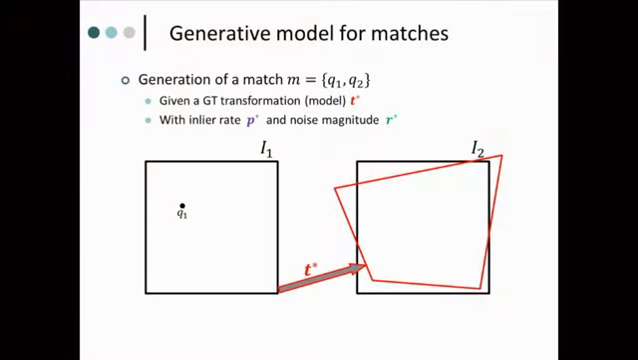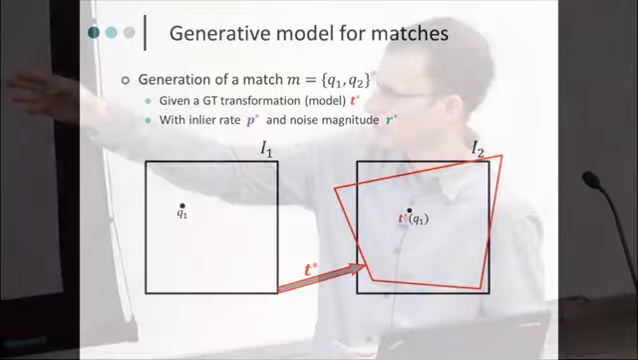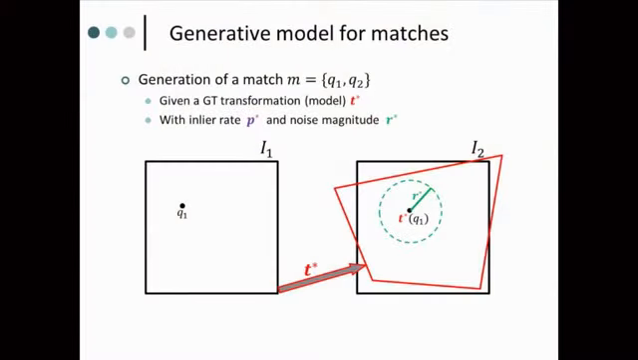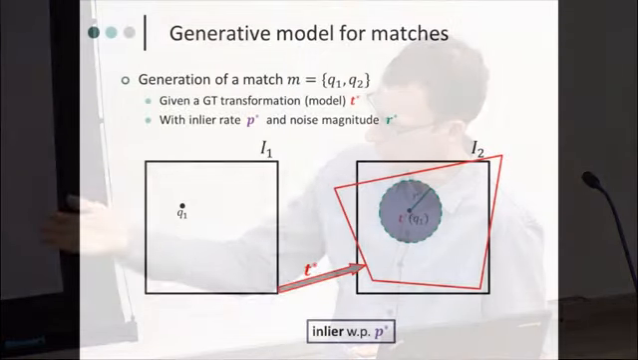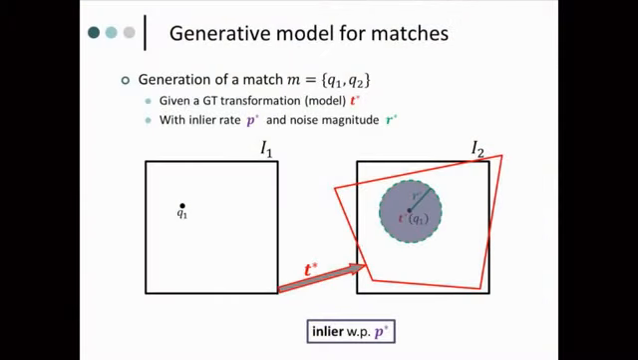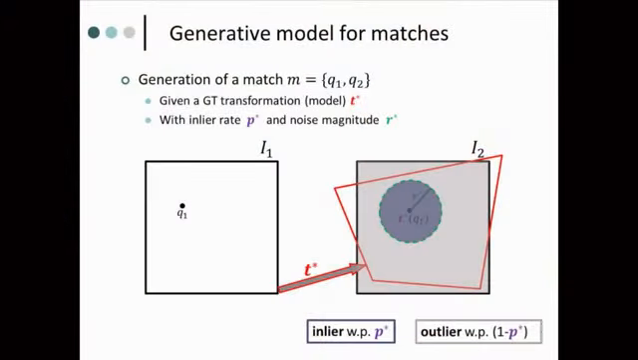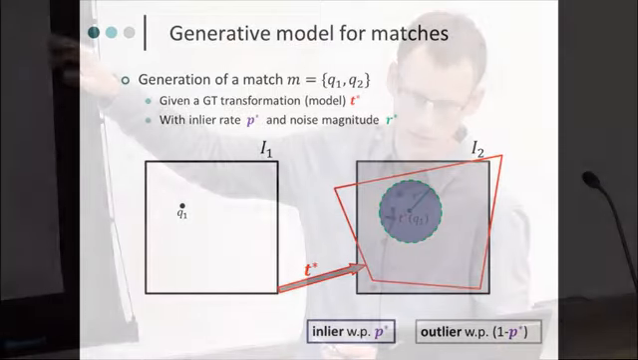For the moment, assume we take just an arbitrary point Q1 in the first image. So we can look at the target location in the second image. This would be where a perfect Inlier point Q2 would be. But what we actually do is we open a radius of r star around it, and with probability p star, we generate the point Q2 inside this circle as an inlier, and with probability 1 minus p star, it will be in the rest of the image. So this is the basic model, and it's the standard way that, say, RANSAC papers generate synthetic examples.